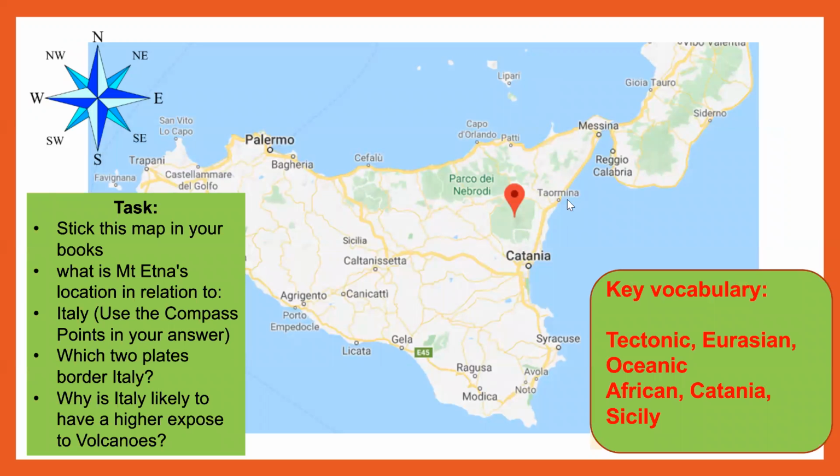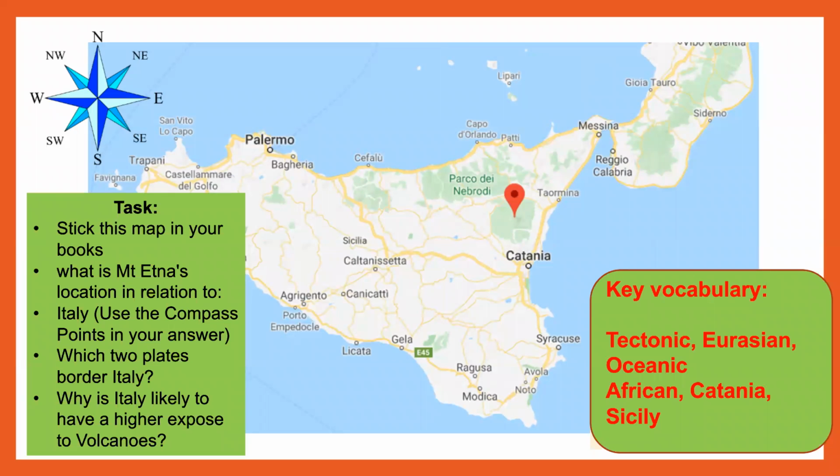You have this map here. I'd like you to look at this map and write about what is Mount Etna's location in relation to Italy. So whereabouts in Italy is Mount Etna? Which 2 plates border Italy? Why is Italy likely to have a higher exposure to volcanoes? So we've got some key vocabulary there. Try and write a sentence for each of those points for me. I'm going to give you a few moments to do that before we move on.